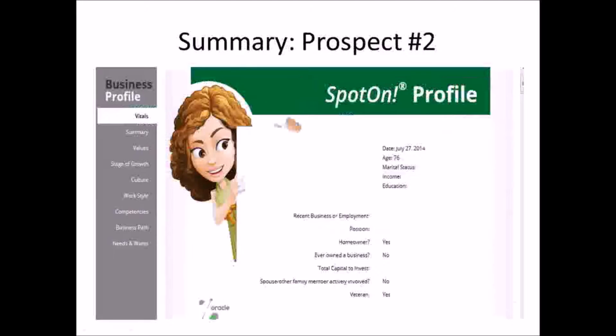Let's look at another example, then we'll dig more deeply into what each of these pieces mean. Now this is also a live prospect that one of you is currently working on. I want you to notice a couple of things about this particular prospect. Notice his age. At 76, many of us are thinking about retiring, but this is someone talking to one of you about potential business ownership.